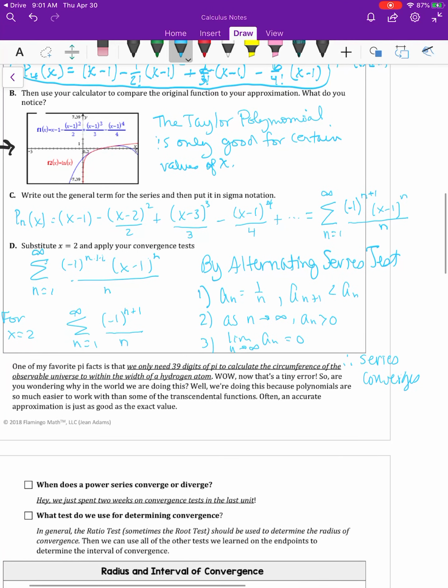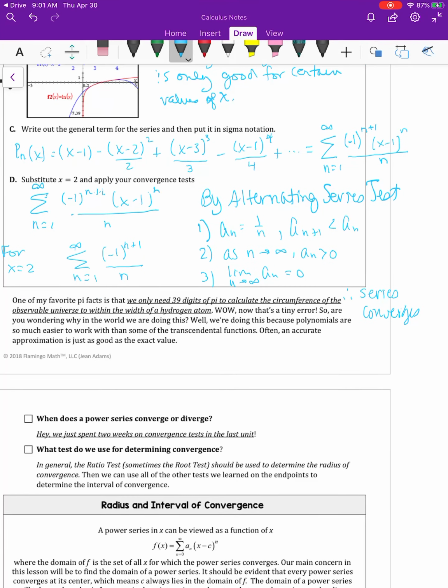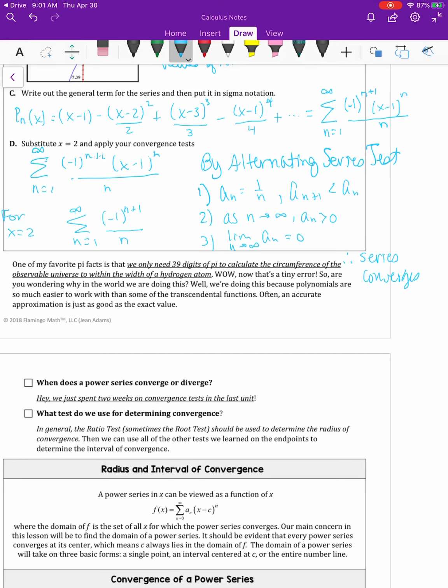I can't remember why they're talking about it. They just put a little thing about pi in there. I don't know why.